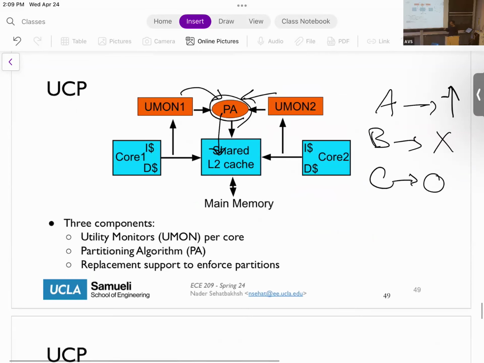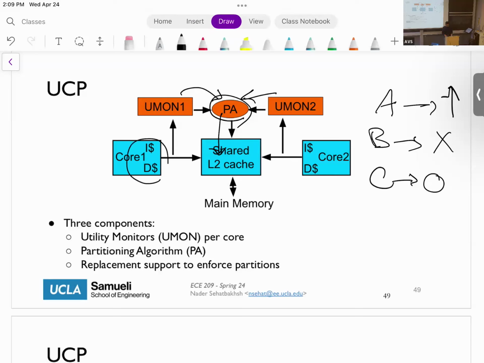How do we do that? We use a monitoring logic. We call it UMON. And then this monitoring feeds its sensing data into some partitioning algorithm. And the partitioning algorithm is implemented to enforce the partitioning in the cache. For example, if you have L1 caches that are private and an L2 cache that is shared, then we want to have this partitioning algorithm for this shared cache, okay?